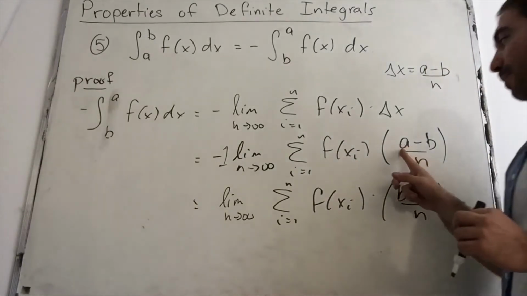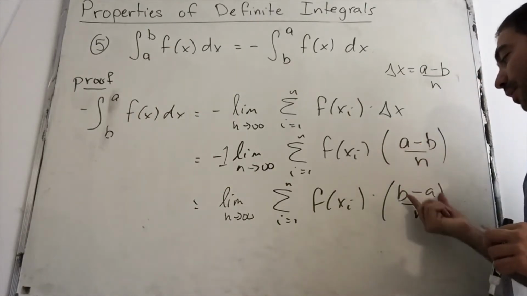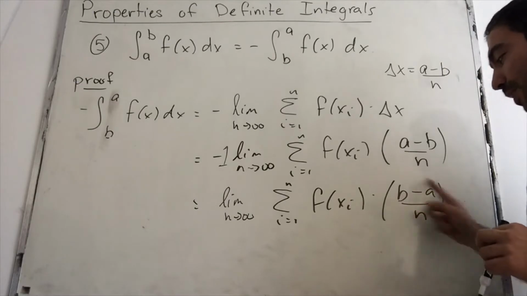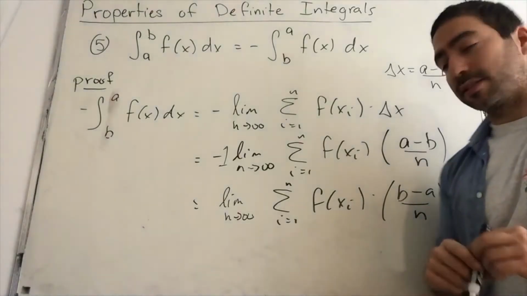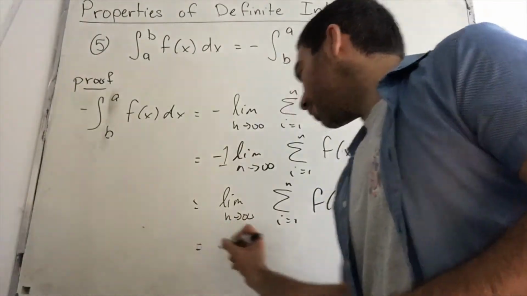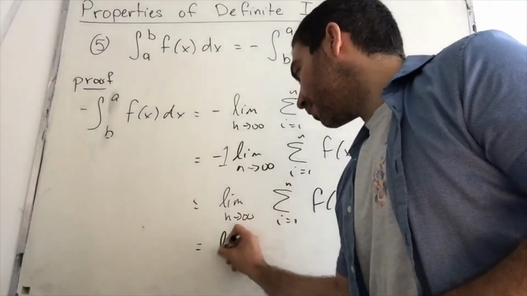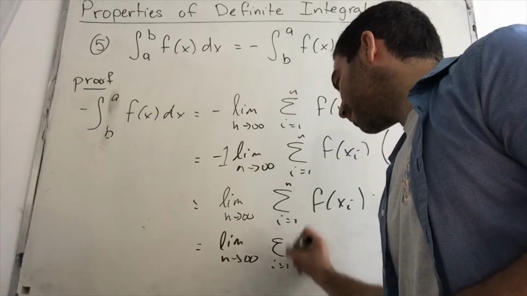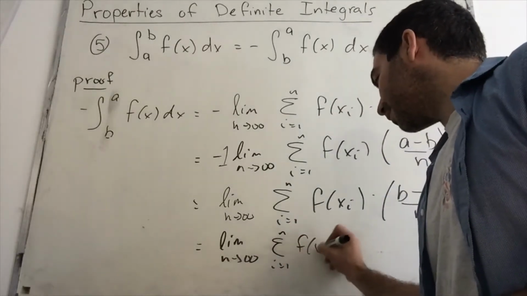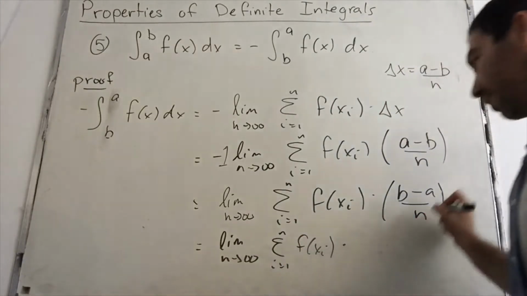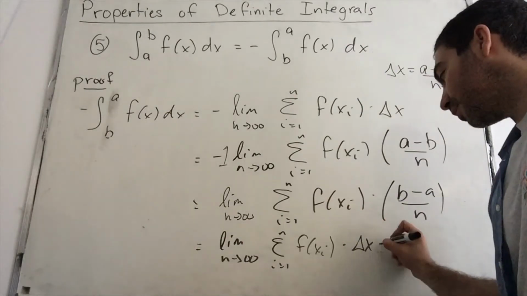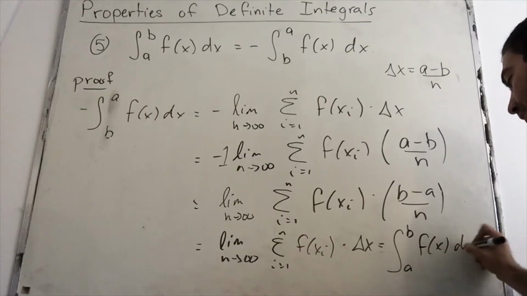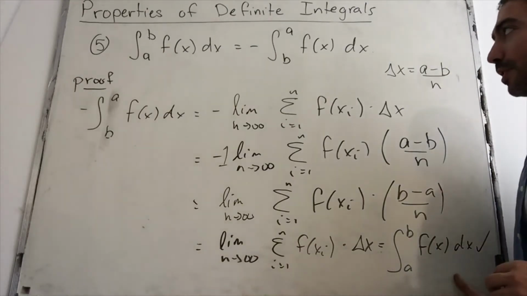Right? So if we multiply this by negative 1, we get negative a, positive b. So I just reversed the order to put it in this form, which is the way we like it. And this we know is back to our regular delta x. So this gives us the limit as n goes to infinity of the summation from 1 to n of f of xi times just regular delta x. So we're back to our original integral from a to b of the function f of x dx. And this is the proof. This is what we wanted to show.